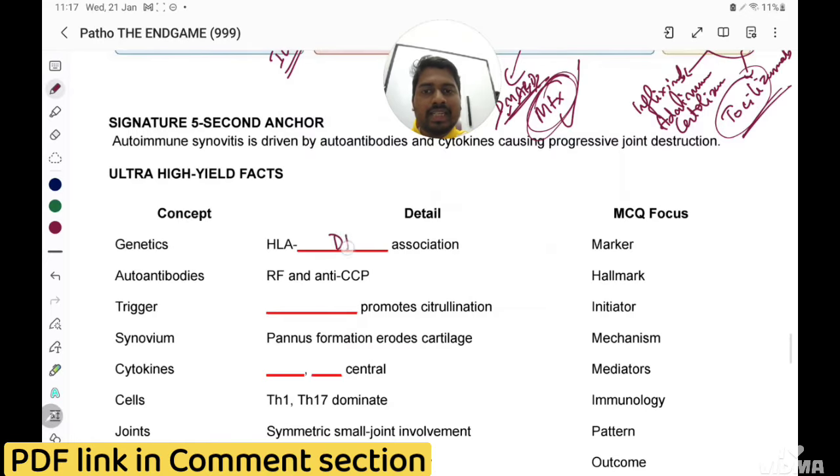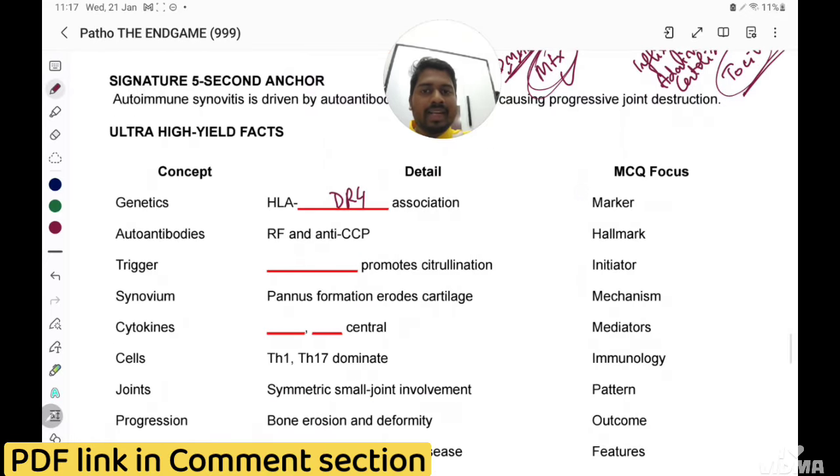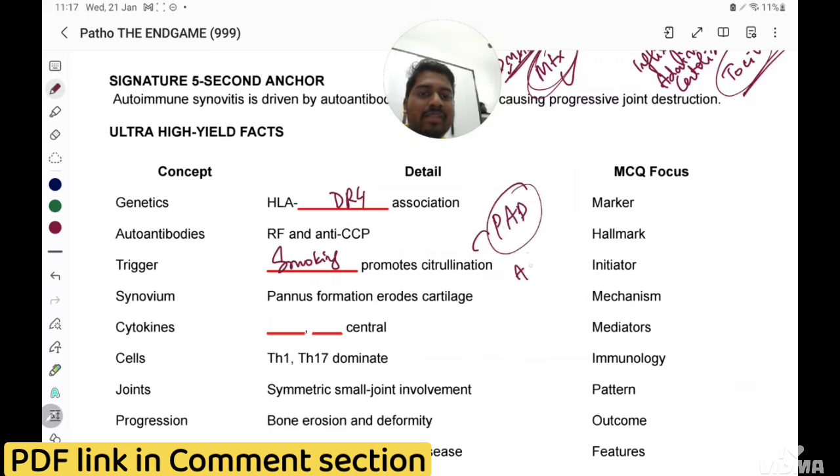HLA, which association? HLA DR4. What is the trigger? Trigger is smoking. Smoking promotes citrullination. This citrullination occurs because of activation of which enzyme? PAD enzyme, as a result of which anti-CCP antibodies are produced.